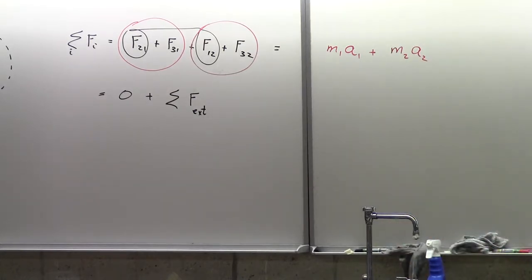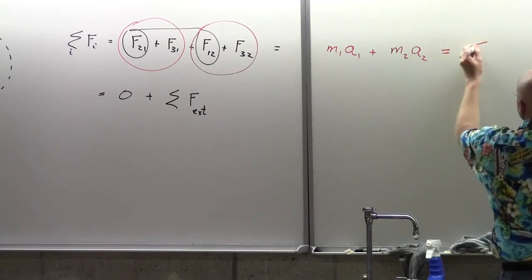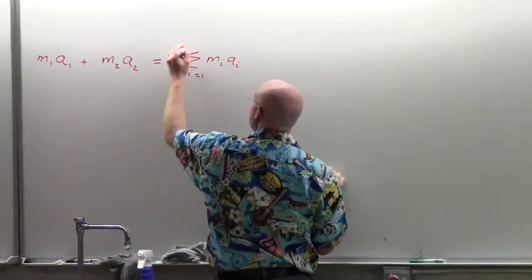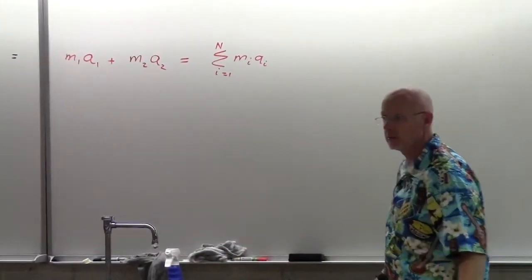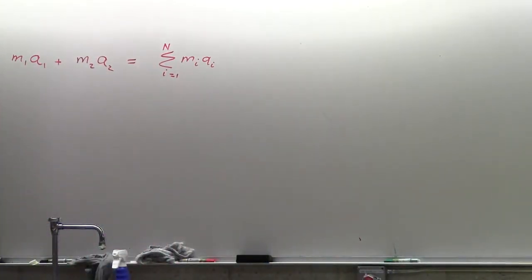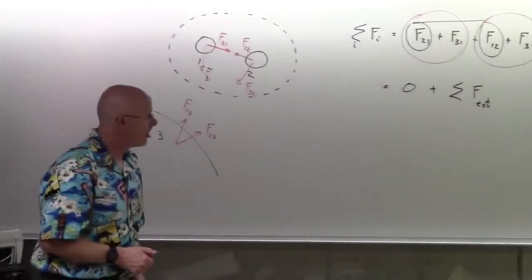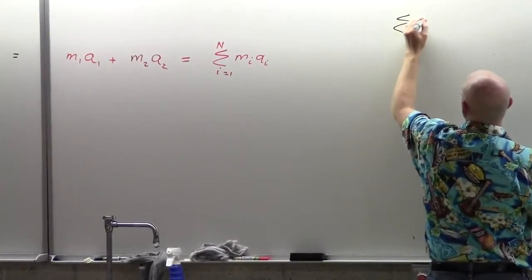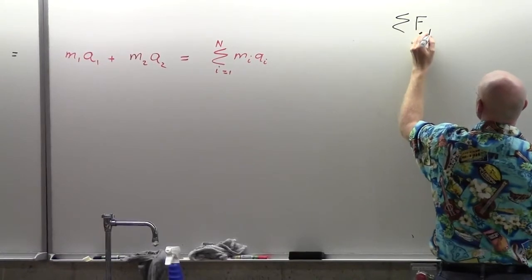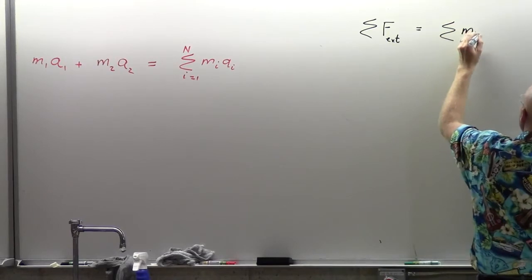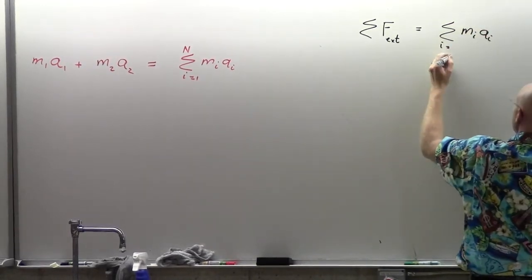Now again, I've only done this with two objects, but I'm hoping you can imagine that if I had a bunch of objects, say N objects, then this is the mass times the acceleration of the individual pieces. So if I write down what we've done so far, I have one side of the equation which is saying the sum of all of the external forces is equal to the sum of the mass times the acceleration of the individual pieces.